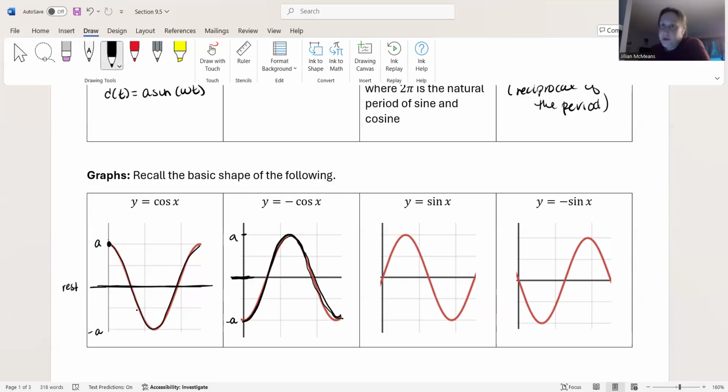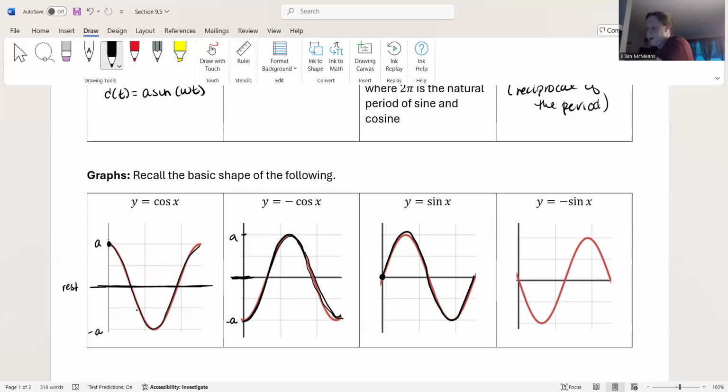Now we have y equals sine x. You would use a sine function if you're starting at rest, okay? So imagine you have something at its rest position and you smack it up. It's going to go up to its maximum displacement, back down to rest, down to its maximum displacement, and then back up to rest, and it's going to keep doing that. So if you're starting at rest, the sine function would make the most sense.